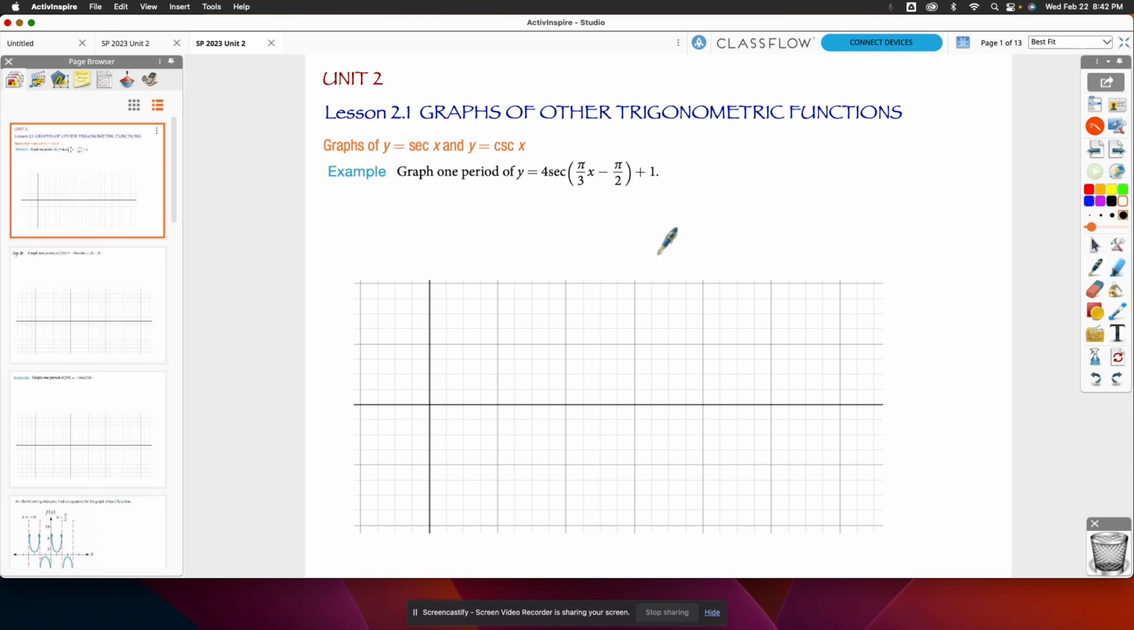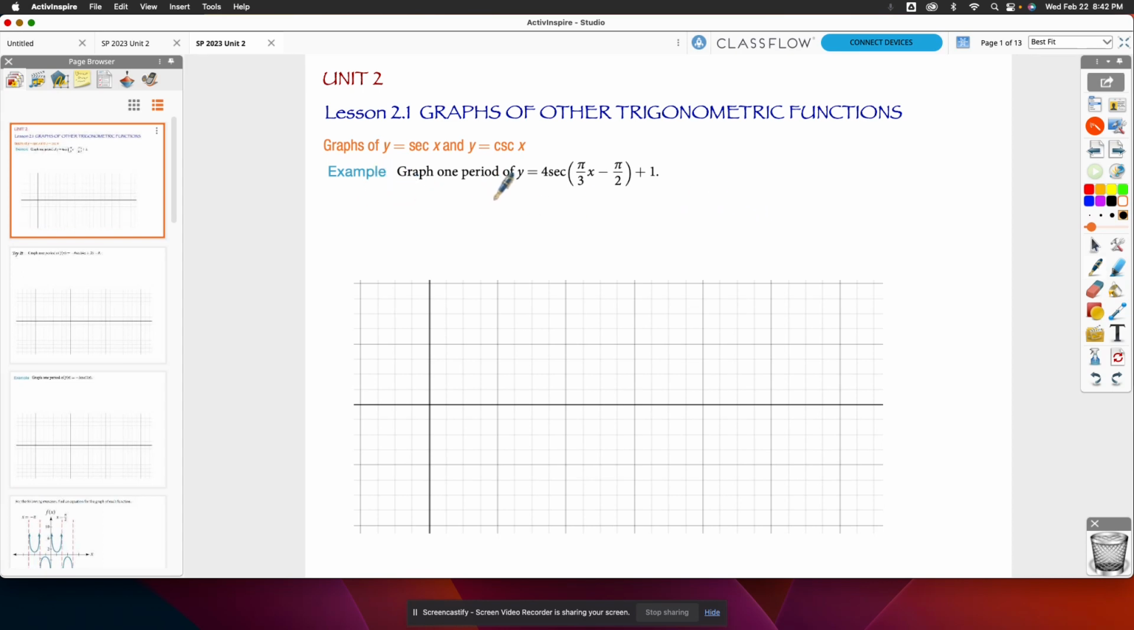So to graph secant and cosecant, let's start with secant. Secant is the reciprocal of cosine. So what we want to do is to graph the cosine function with the same properties as the secant function. In other words, we'll think of this function as like y equals 4 cosine of (pi over 3 x minus pi over 2) plus 1.